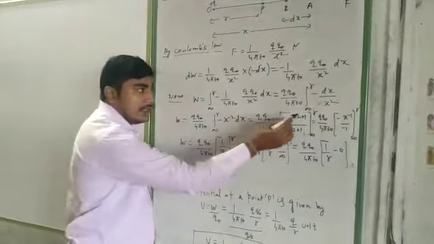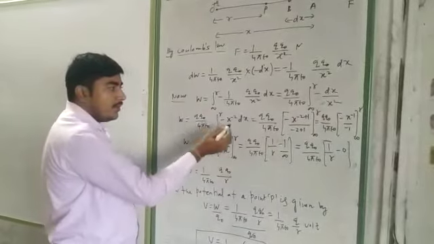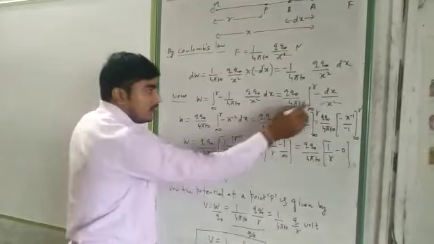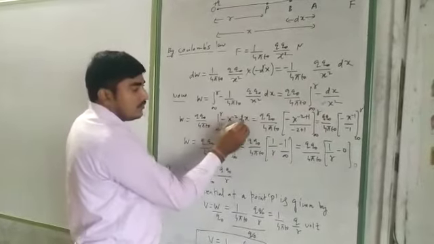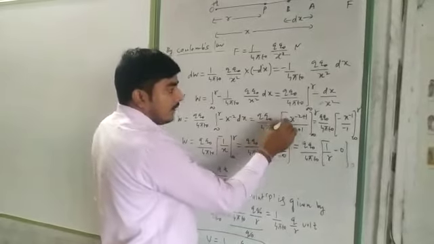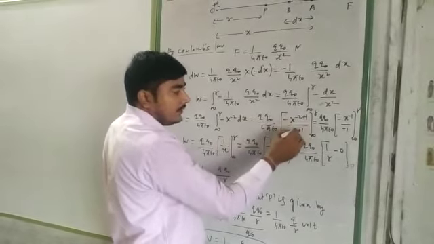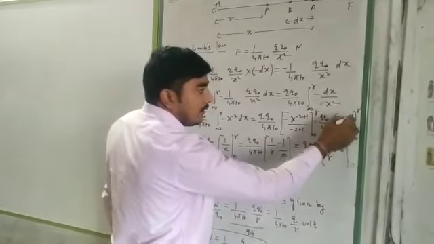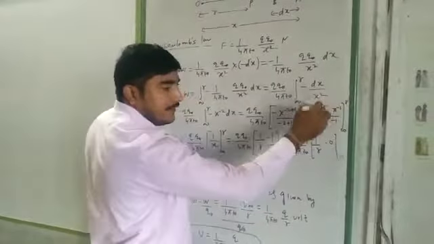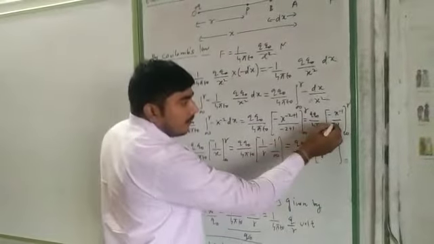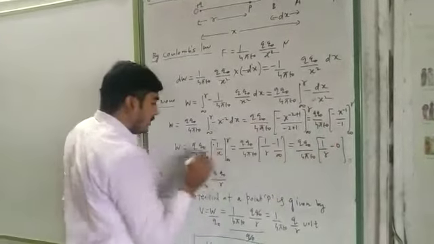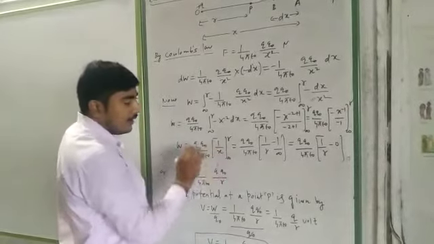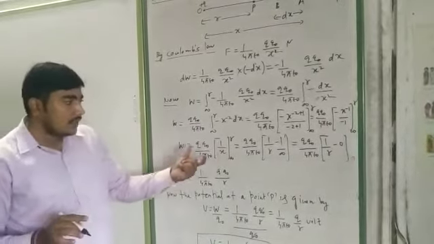We take this x square in the numerator, so Q Q naught by 4 pi epsilon naught, integration of minus x to the power minus 2 dx. We integrate: minus x to the power minus 2 plus 1, upon minus 2 plus 1. We get Q Q naught by 4 pi epsilon naught, minus x to the power minus 1 upon minus 1, from infinity to R. Minus minus is plus, and we can write W is equal to Q Q naught by 4 pi epsilon naught, 1 by x, from infinity to R.